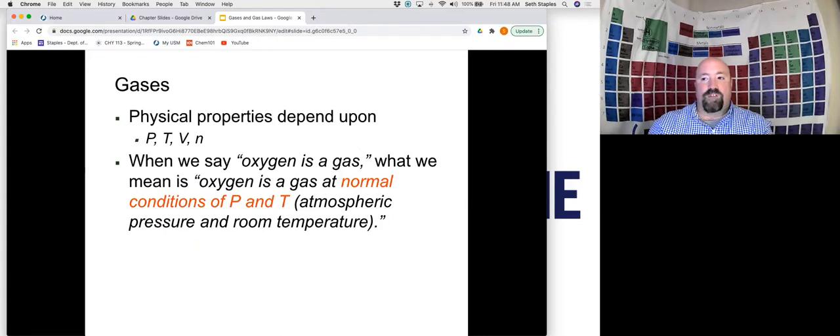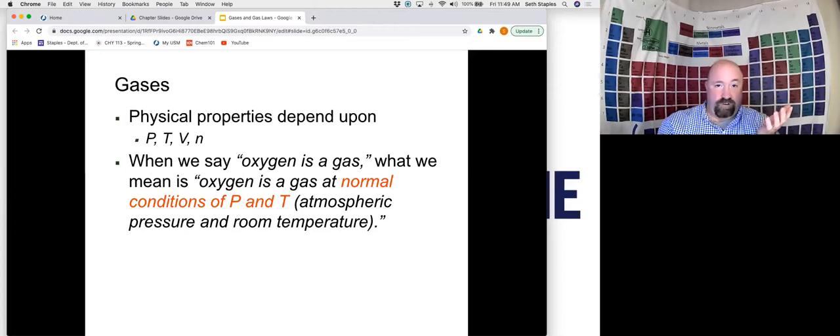It's also important for us to note that when we say something like oxygen is a gas, what we're really saying is that oxygen is a gas at normal pressure and temperature conditions. So atmospheric pressure and room temperature, for instance, what you think of as just the regular conditions in your room. Anytime that we say such and such is a gas, that's what we really mean, that it is a gas at those conditions.